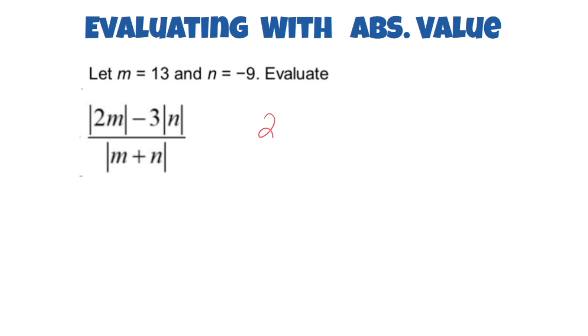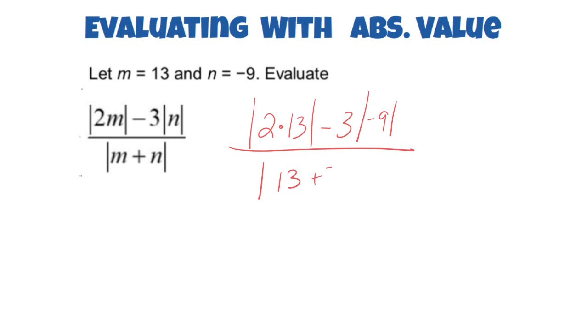So you're going to have a 2, and I'm going to do some substitution. I'm going to take that 13 and put it in right there. I don't think that the absolute value is going to do anything with that because there's nothing that's negative. Then I have a minus 3 and an absolute value of negative 9. And then an absolute value of 13 plus negative 9.